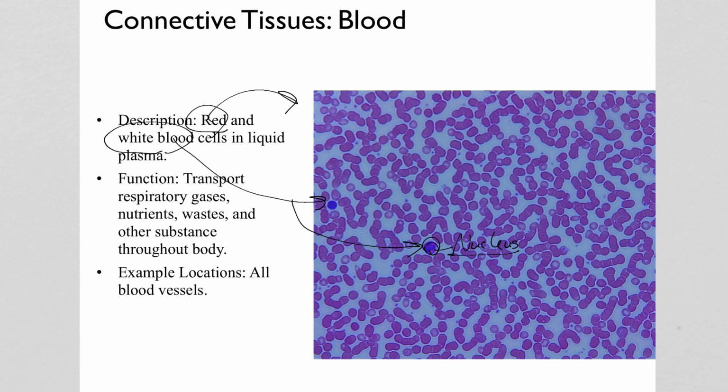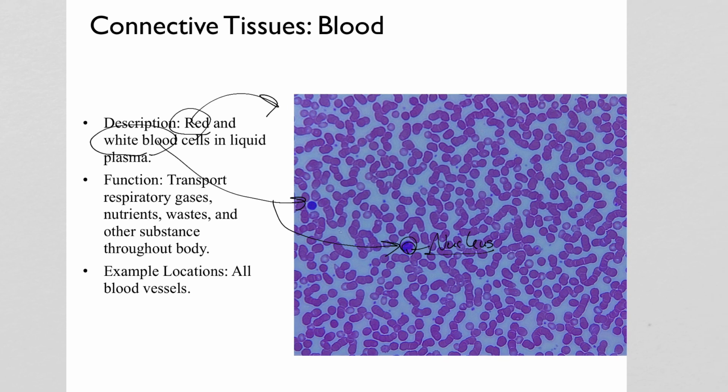The downside is without a nucleus, that means no transcription, no translation, no proteins being made. These cells can't repair themselves. And so the downside is they have a very short half-life, they die quickly, and you constantly have to make new red blood cells from your bone marrow all the time.